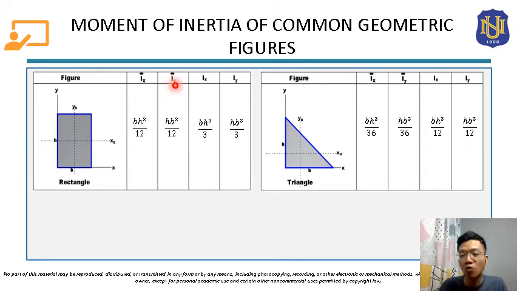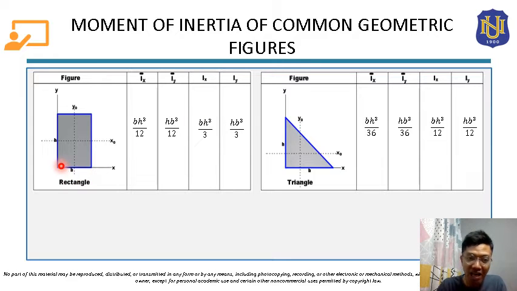Now for Iy bar, or the y-centroidal moment of inertia, the moment of inertia here is measured from this y-centroidal axis. So this is hb cubed over 12. If you can see here, h and b are just interchanged. So that's how we do it. Okay, so now also for Ix, this is the moment of inertia with respect to the x-axis.